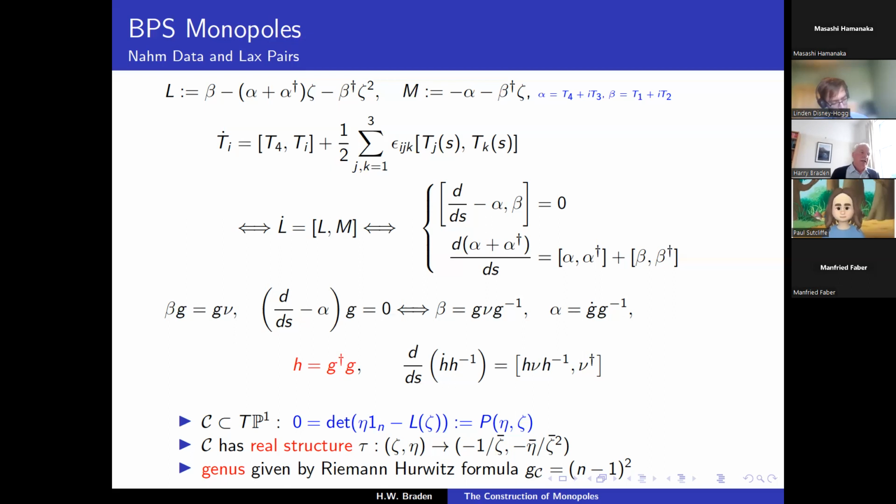And we saw the first of these in Terashima-san's talk on Monday. They're easy to solve. We can solve these in terms of the eigenvectors of the matrix beta, in which case we can write down what alpha and beta are in terms of the matrix of eigenvectors. Let me define a quantity H here, G†G. It's going to be important for us a little later.